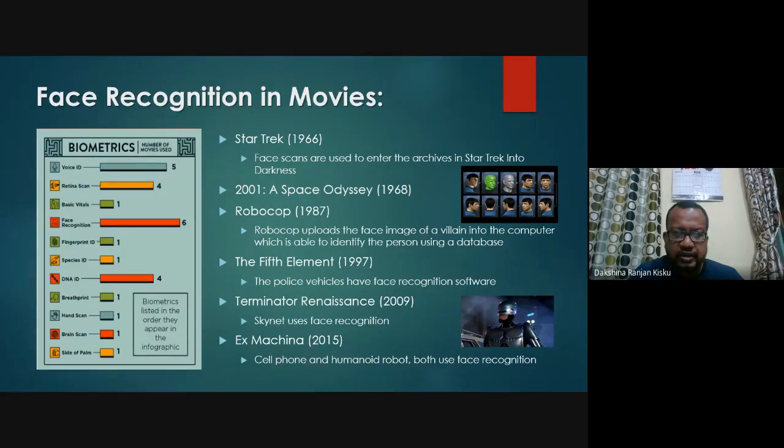Okay, so here you can see from this chart that face recognition is so popular. The concept was so popular that it was used in many movies. So till now, 6 movies have used the face recognition concept, and 5 movies have used voice ID. 4 movies used retina scan, and DNA ID was used by 4 movies. So here you can see a list where different biometrics concepts were used in different movies.